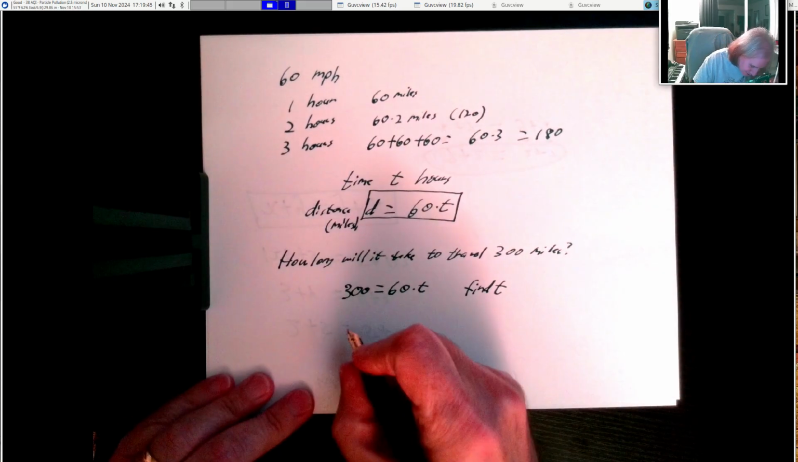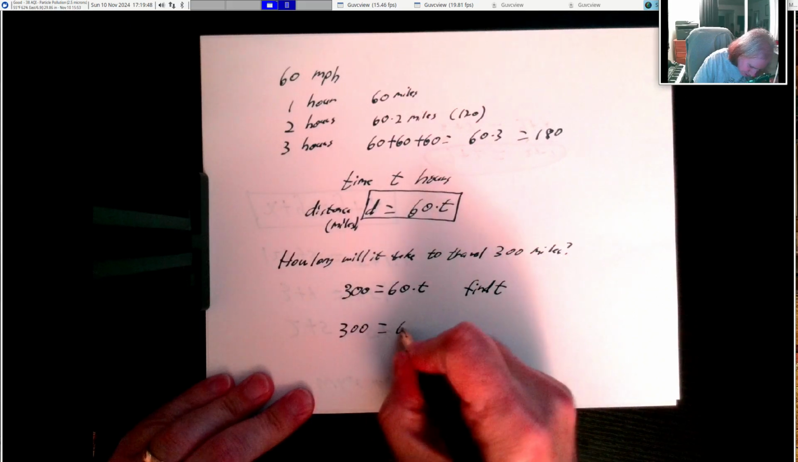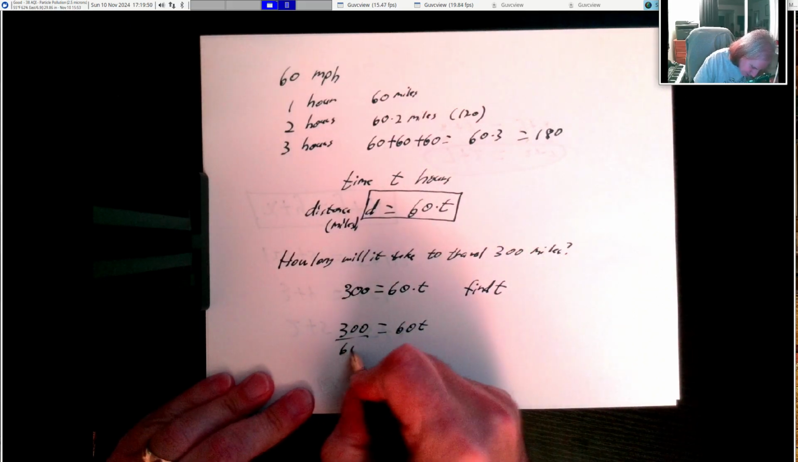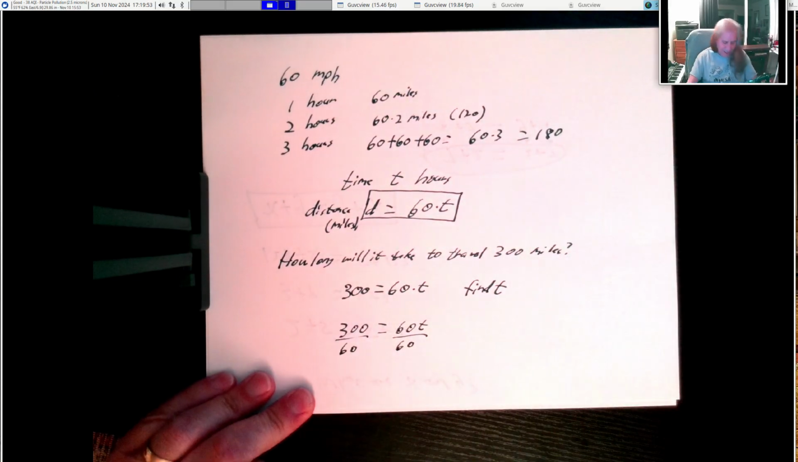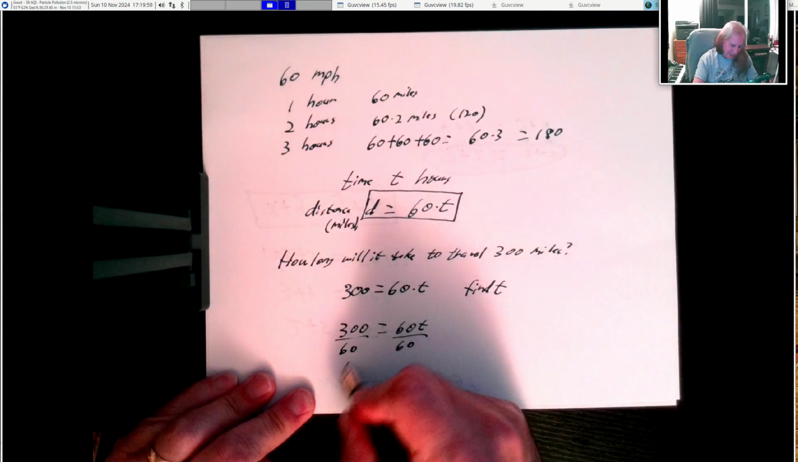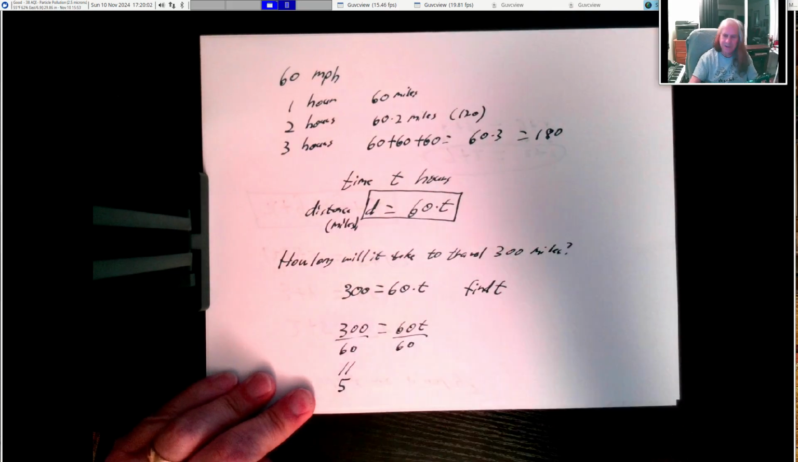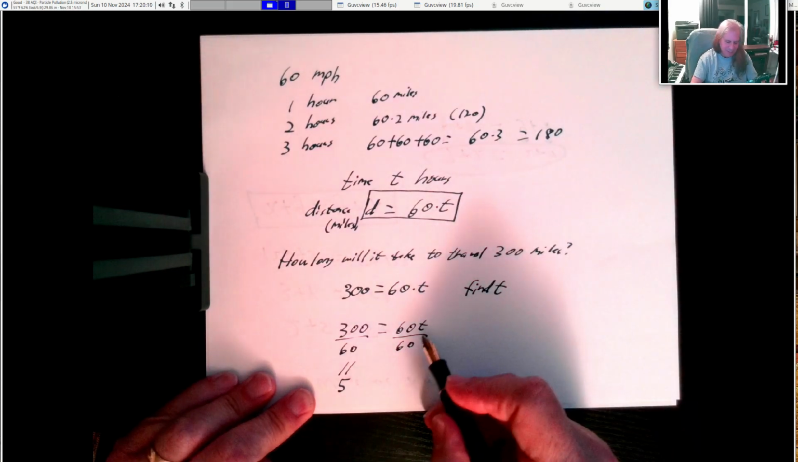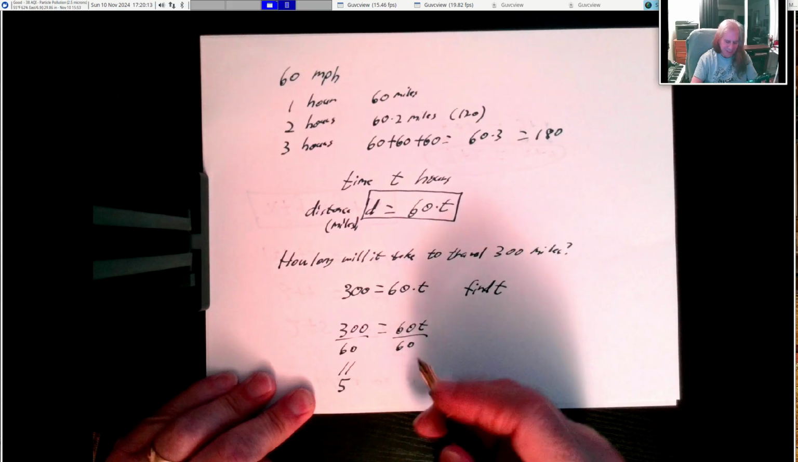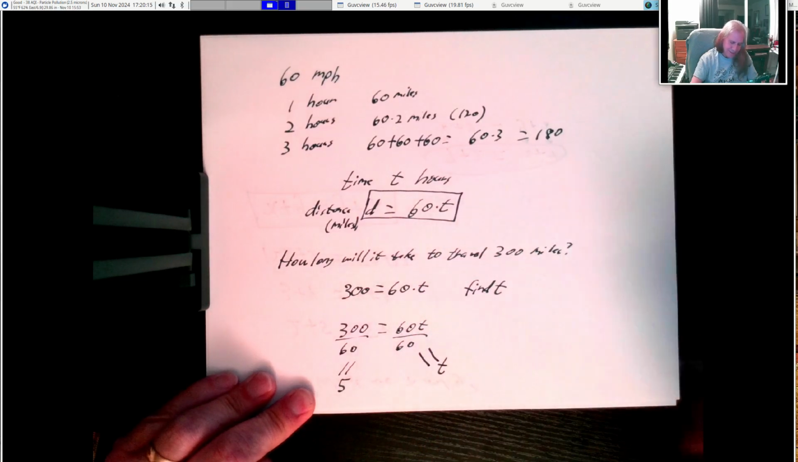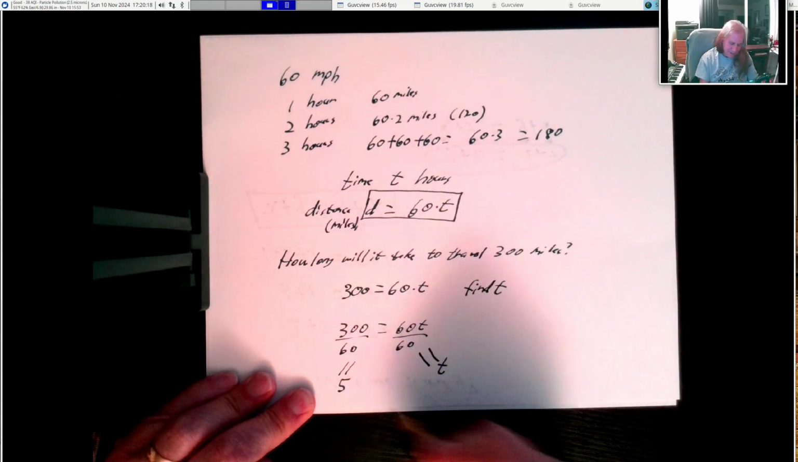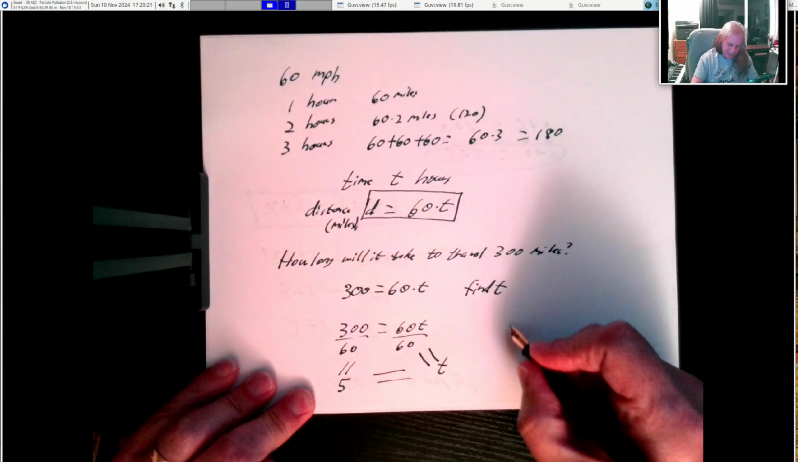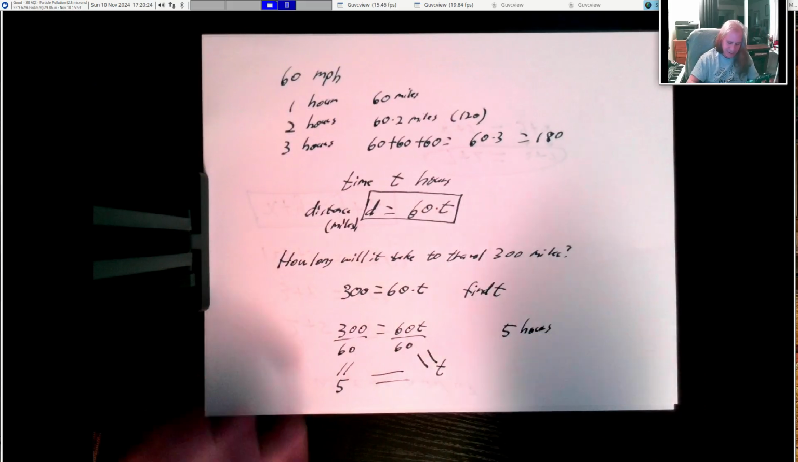So I'm going to do the following. I'm going to say 300 equals 60t. 300 divided by 60 equals 60t divided by 60. And this left side, 300 divided by 60, well, I can just calculate that to be 5. I can divide it or put it on a calculator. 60t divided by 60. Well, if you think about this, I'm taking t, multiplying by 60, and dividing by 60. That's just going to give me t. So I can solve this equation and end up with t equals 5. That's my answer, 5 hours.